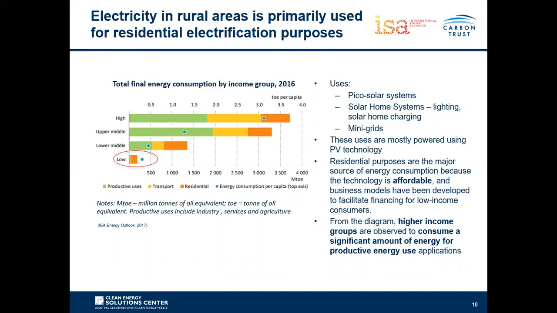And this is because there is a lack of capacity, a lack of electricity capacity for productive uses, the affordability issues, and a variety of factors that contribute to this low energy consumption in these low income groups.